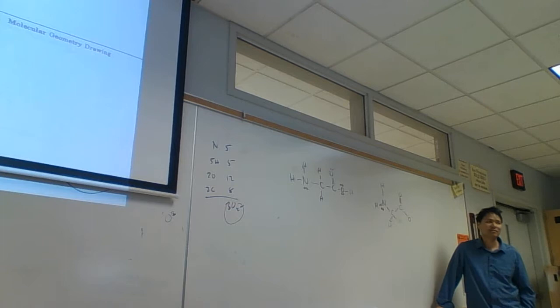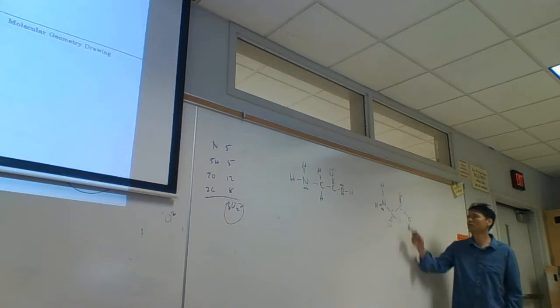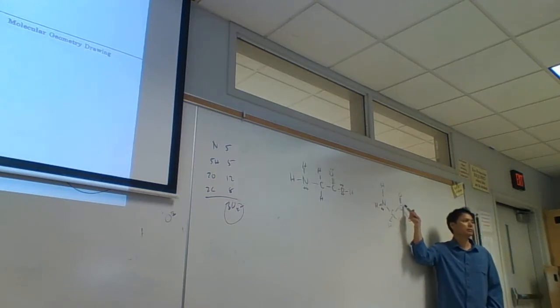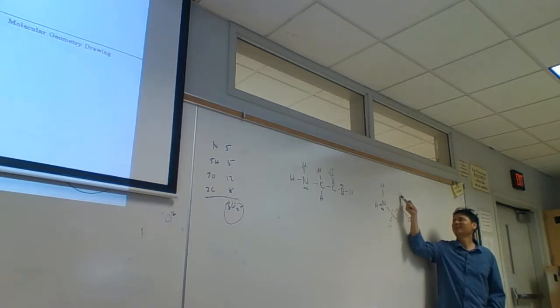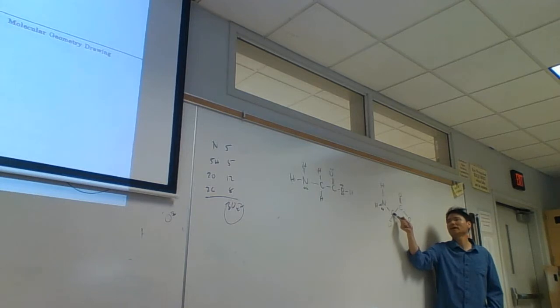Except the angles are going to be distorted. The angles are going to be distorted because of the double bond. And so what we have is this. The OCC angle. Take a look at the OCC angle: should it be bigger than 120 or smaller than 120?